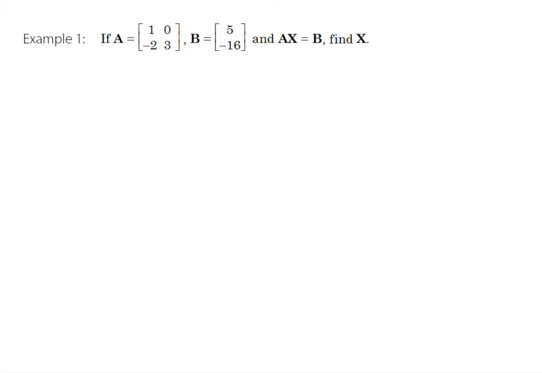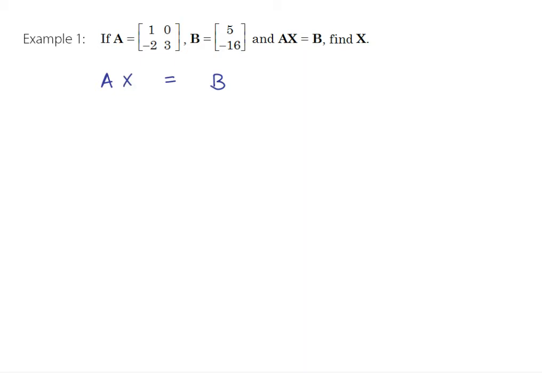Okay, so we've got a matrix equation, AX equals B, and we want to solve for X. We're told what A and B are, they're both matrices. So I wouldn't substitute the matrices in first, I would do all the rearranging to make X the subject, and then put in the matrices that I need at the end. So we have AX equals B.